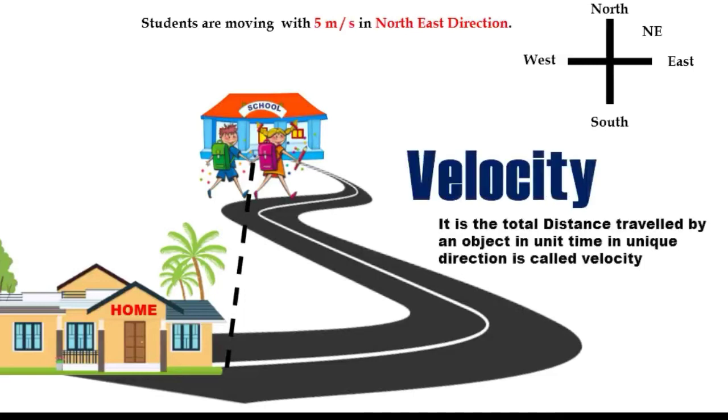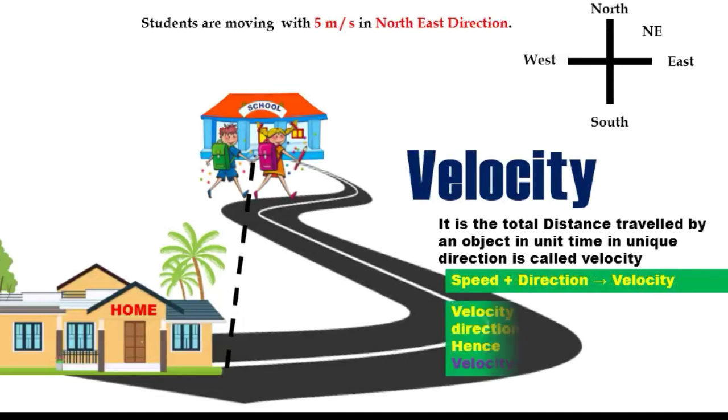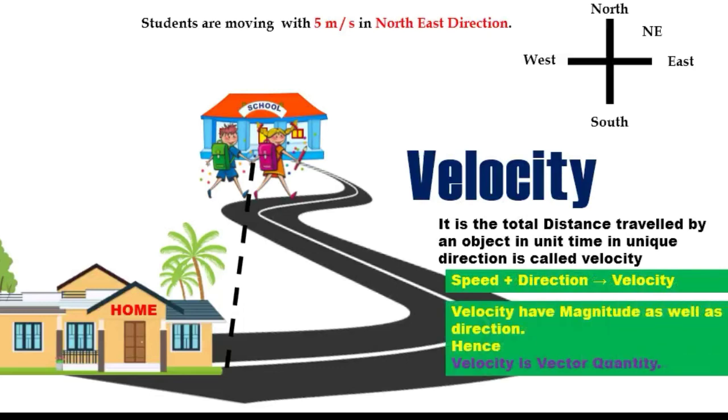So what is velocity? Velocity is the total distance traveled by an object in unit time, in a unique direction. That is known as velocity. If we have some distance covered in unit time, and we also have a unique direction in which the object is moving, then it means the velocity has magnitude and direction. So we can say that velocity is a vector quantity.